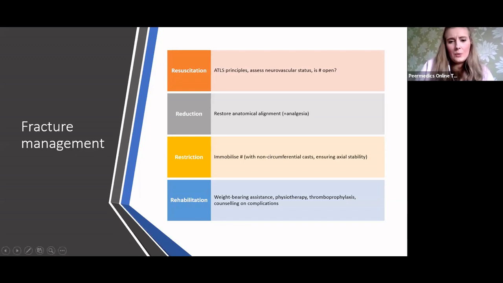Yeah. And then with rehabilitation, so that's looking forward to the long term. So if you're discharging your patient, do you need to discharge them with crutches or in a wheelchair? Are they going to need physio to regain mobility of that joint? Do you need to consider thromboprophylaxis, especially if it's an older patient who's going to be immobile for longer? Should you counsel them on complications such as fat embolus or compartment syndrome, or what to look for if the problem's not getting better and things like that? Cool.